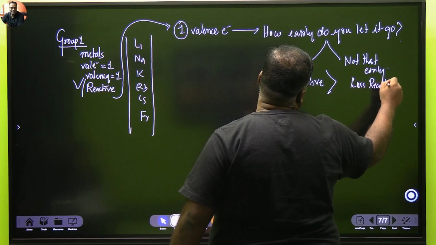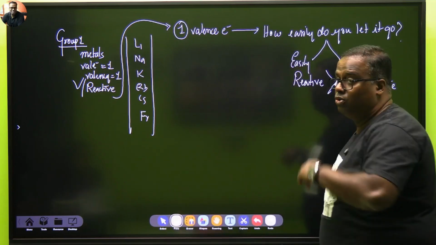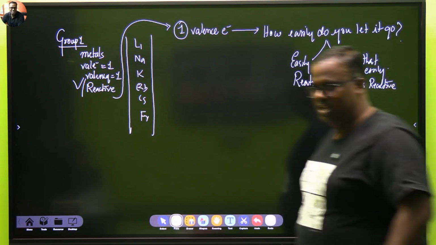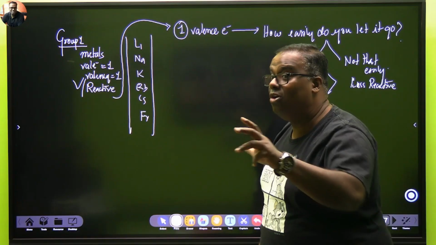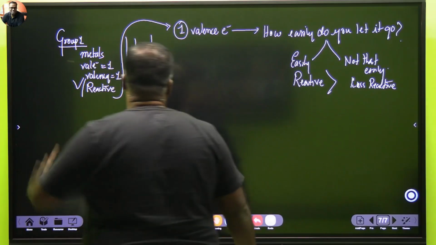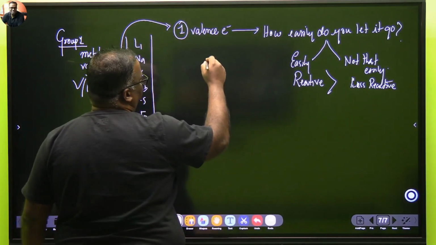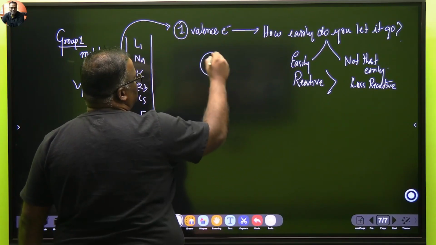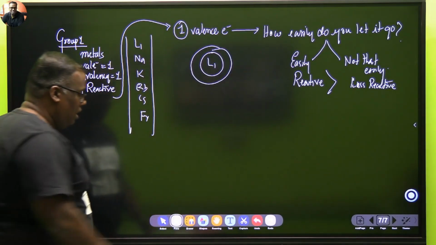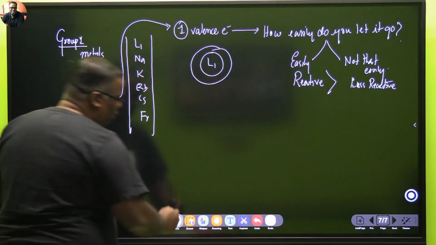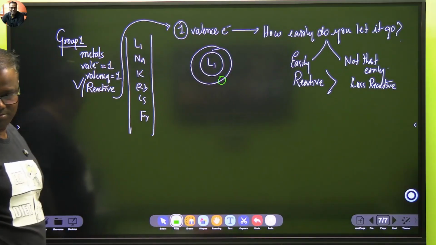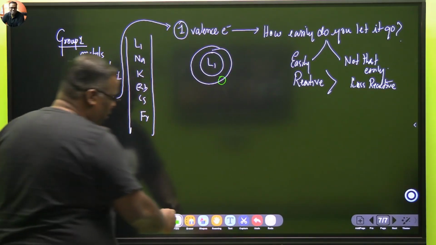But please understand, when compared with group 2, this fellow is always more reactive. Within his group, he may be less. So now what we are trying to hunt is who will easily let go of their electron. So let's take a common study between sodium and lithium. How many shells does lithium have, son? 2 shells. Agreed? And valence electron means outermost electron. Where is the outermost electron? Out here. Okay. How many protons in lithium, son?